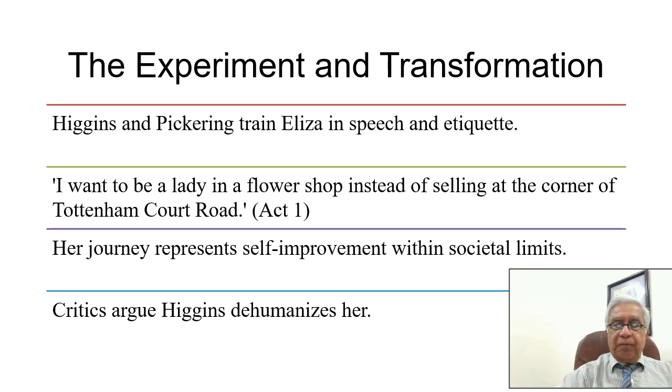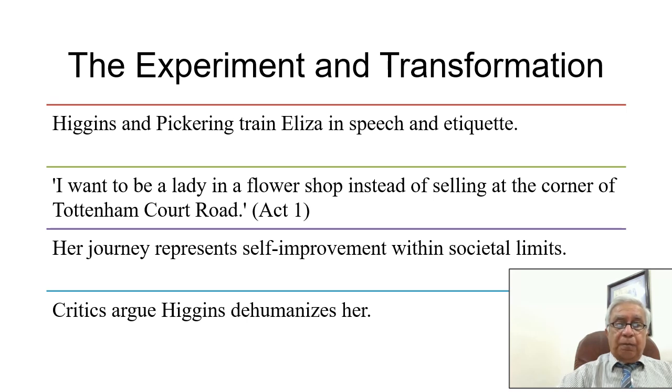So that is why she also becomes ready, and she says that she wants to be a lady in a flower shop instead of selling at the corners of Tottenham Court Road. She speaks so in Act 1. That goes to show her journey for self-improvement and to cross the limits, if possible. These limits try to restrict her, and she wants to go forward.